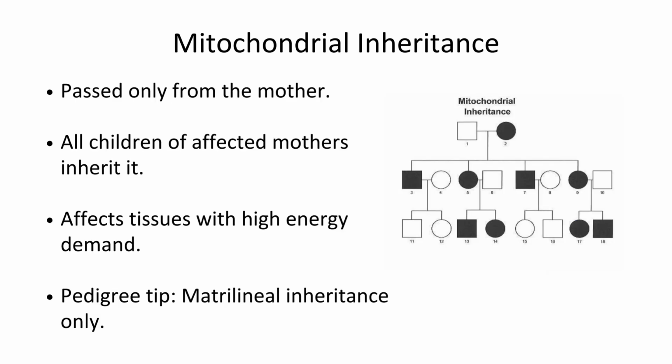Mitochondrial inheritance is unique. It's passed only from mothers to all of their children, regardless of sex. This is because mitochondria and their DNA come entirely from the egg cell. These disorders usually affect organs that require high amounts of energy, like the brain, muscles, and eyes.